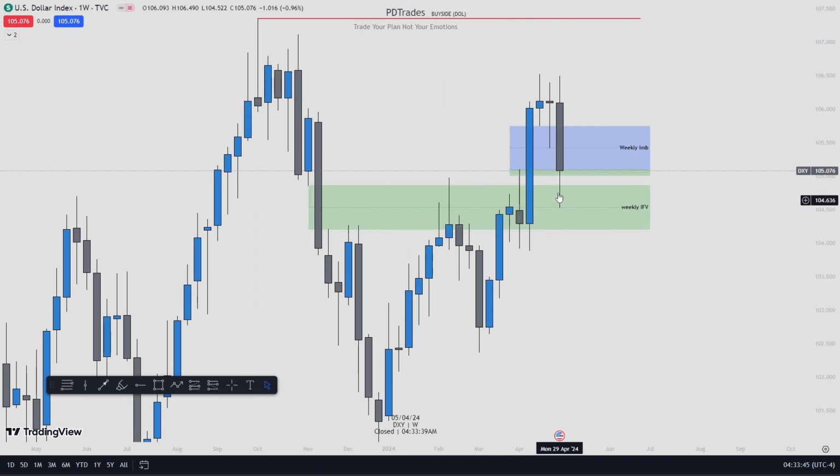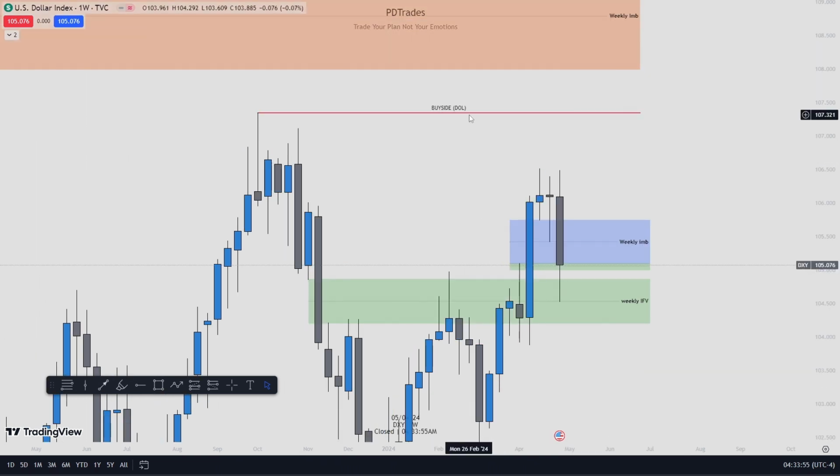So this is that weekly inversion fair value gap. Rejected inside of it. So now I want to see the market retracing for this. This gives me confirmation that the market is going to buy, but I'm going to see from next week what the market does. You understand?